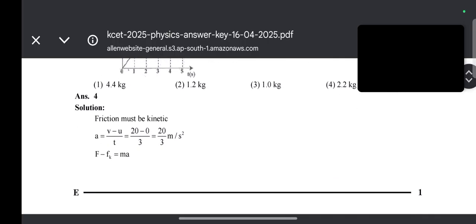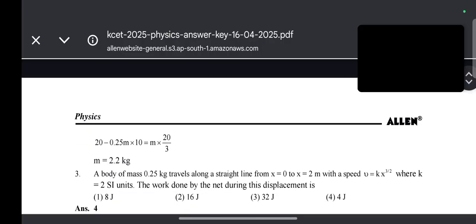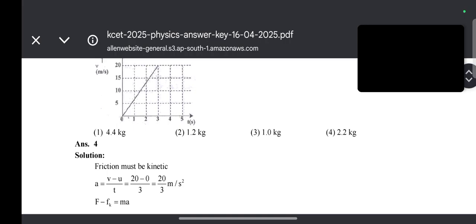Okay, the friction must be kinetic. Therefore a is equal to v minus u by t, that is 20 minus 0 by 3, equal to 20 by 3. Therefore F minus Fk is equal to ma, so 20 minus 0.25 m into 10 is equal to m into 20 by 3, which gives 2.2 kg. So the answer is option D, 2.24 kg.